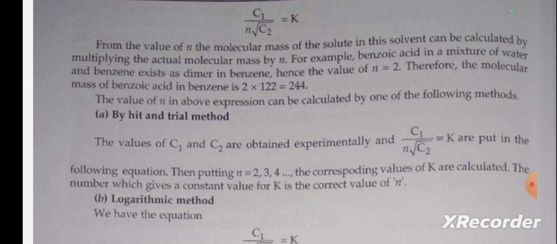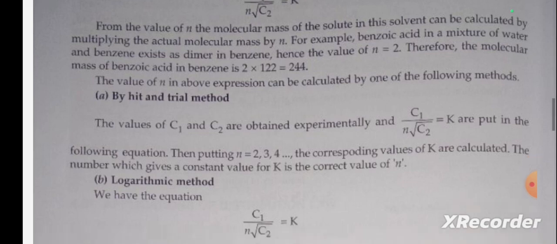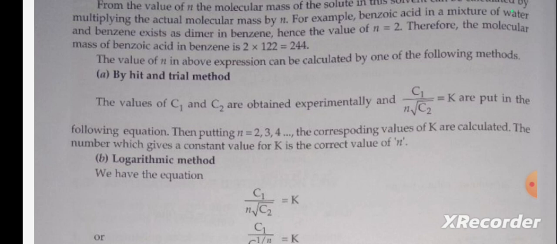For example, benzoic acid in a mixture of water and benzene exists as a dimer in benzene, and the value of n is equal to 2. Therefore, the molecular mass of benzoic acid in benzene is 2 into 122, which is equal to 244. The value of n in the above expression can be calculated by one of the following methods: by hit and trial method. The values of C1 and C2 are obtained experimentally and put in the equation C1/(n-th root of C2) = K. Then putting n = 2, 3, 4, the corresponding values of K are calculated. The number which gives a constant value for K is the correct value of n.